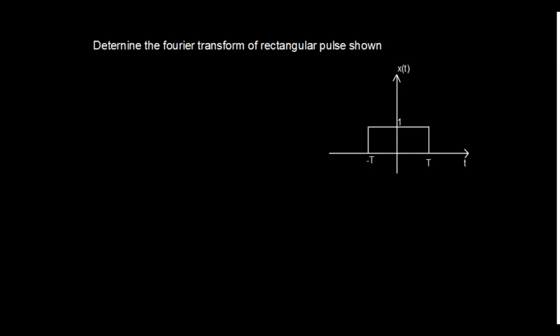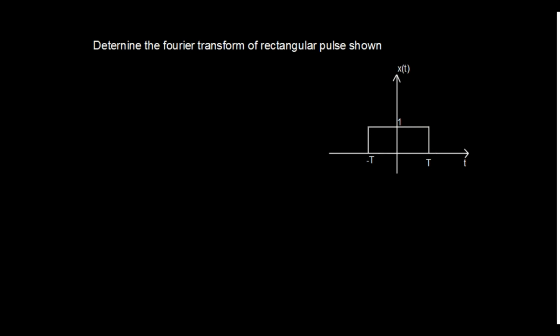Let us do a simple problem using the definition of Fourier transform. Determine the Fourier transform of the rectangular pulse shown. Here a rectangular pulse is given. It is non-periodic. See here a particular shape is not repeating. So we will use the basic definition to transform this time domain signal into frequency domain.